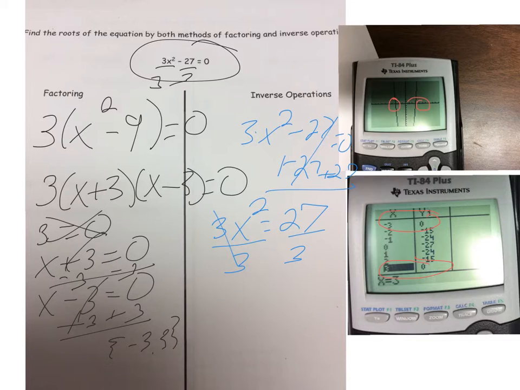It's not that effective. And then I divide by 3 on both sides. X squared equals 9. Take the square root. X is plus or minus 3. So no matter how you slice it, you still get positive 3 and negative 3 as your solutions.